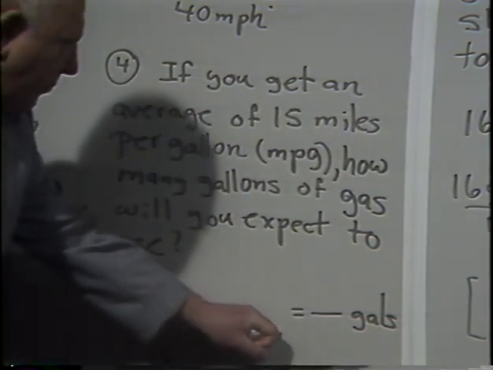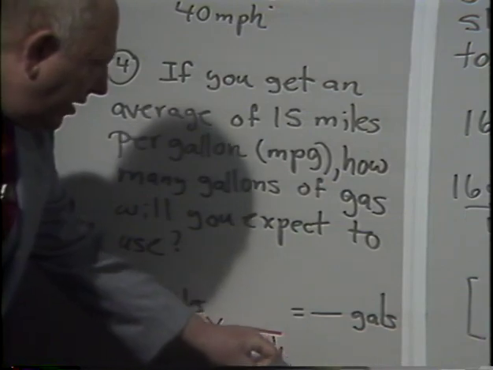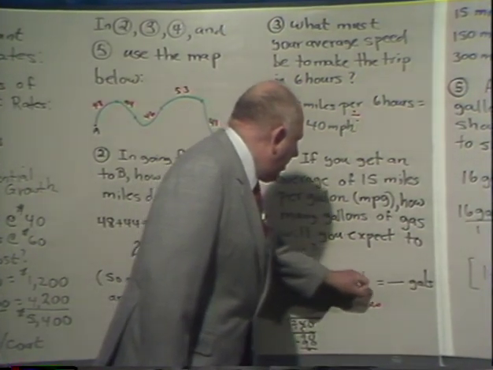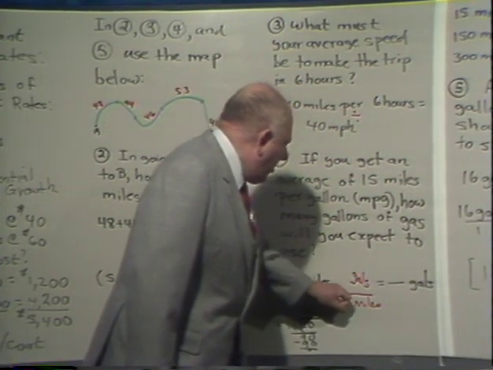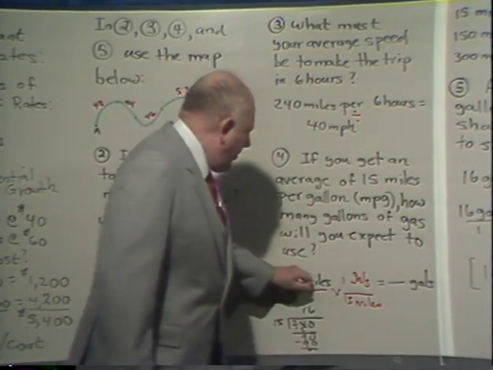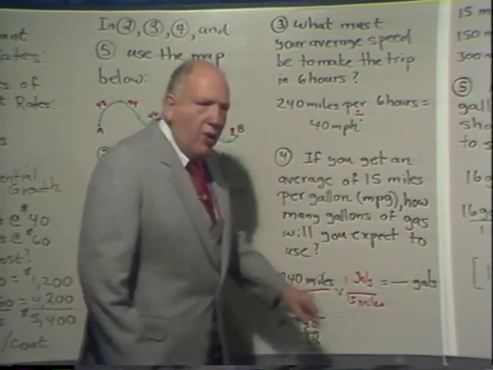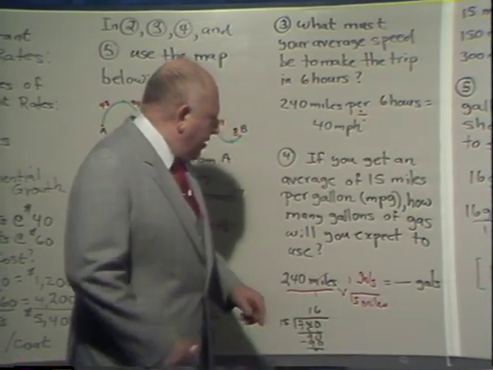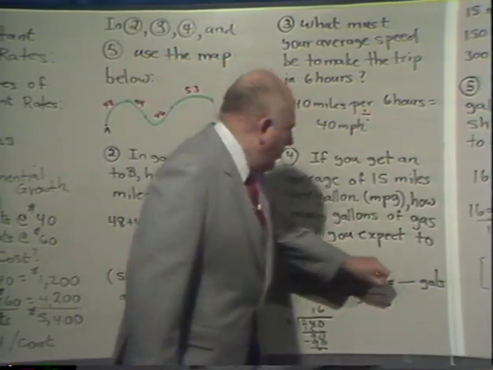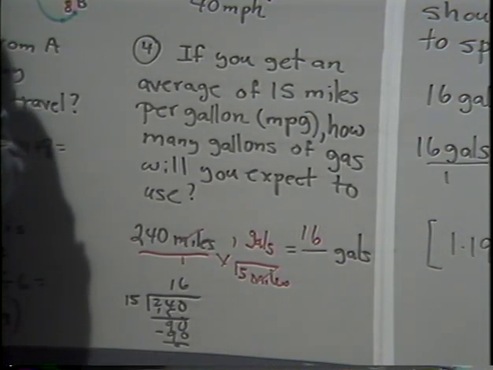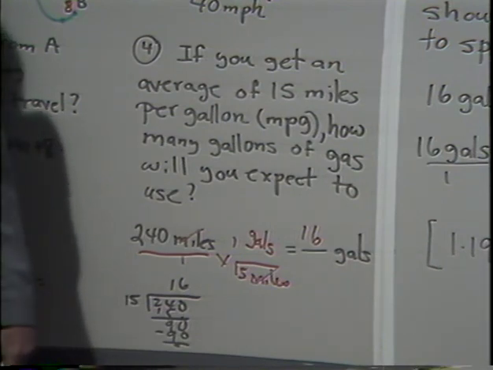You want to convert from miles, so since they're in the numerator, you put them into the denominator, and you want to bring in gallons. And you're told you can get 15 miles to 1 gallon. So now you see the miles cancel. The label is gallons. And 240 over 15 means 15 goes into 240, and you find out that it's going to take 16 gallons.